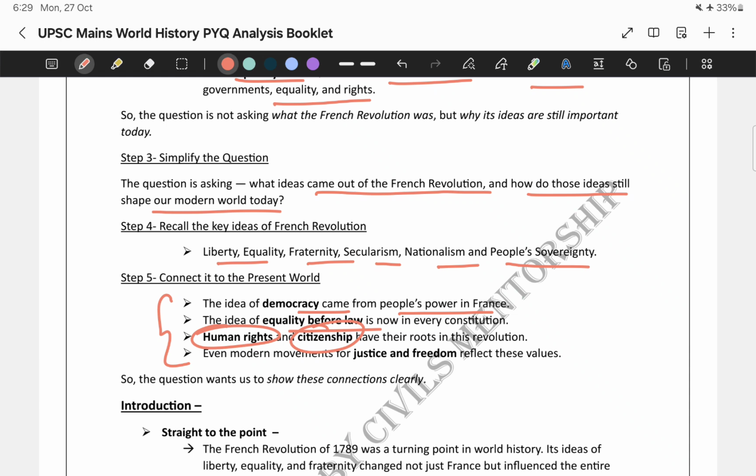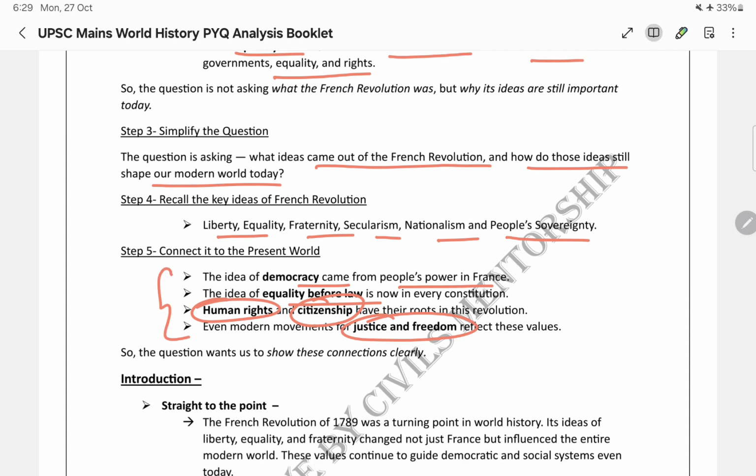And finally, even the modern movements for justice and freedom reflect these values itself. So this is how we can connect the ideas that were developed during the French Revolution with our modern day. This is how you need to connect and write it in your answer. Our job is to show these connections clearly in our answer. That's it, and nothing else.